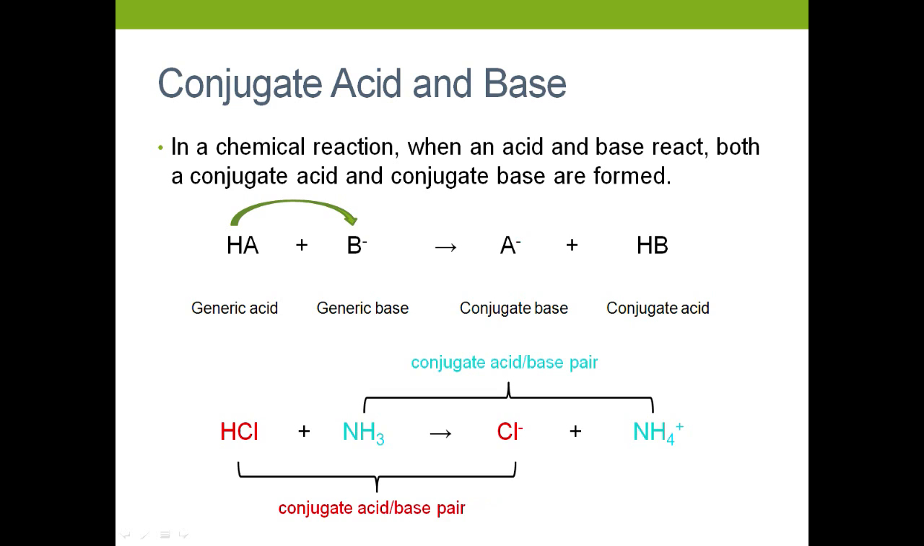Now, in a chemical reaction, when an acid and base react, both a conjugate acid and a conjugate base are formed. Let's look at our generic sample below. HA is some generic acid, and B- is some generic base. When HA donates its proton to B-, we're left with A-, the conjugate base, and HB, the new conjugate acid. We can look at a real example below. We have HCl and NH3. HCl is an acid. It will donate its proton to NH3. Once it does that, Cl- is left, that is the conjugate base, and NH4+ is created, that's the conjugate acid.